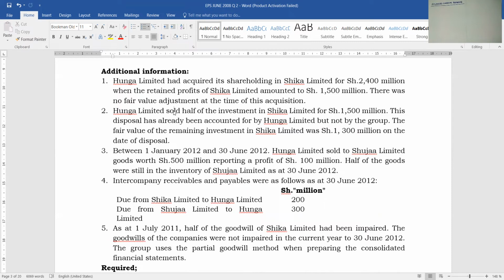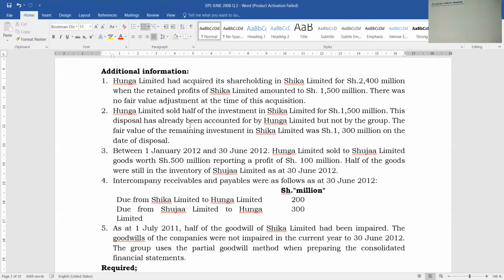Note 2, Hunga Limited sold a half of the investment in Shika for 1.5. Remember that when the question started up there, we said that Shika was sold by half. That is why they are saying here, note 2, Hunga sold a half of the investment in Shika. So how much did he receive? 1.5, as told here. This disposal has already been accounted for by Hunga Limited, but not by the group. The fair value of the remaining investment in Shika was 1.3 on the date of disposal.